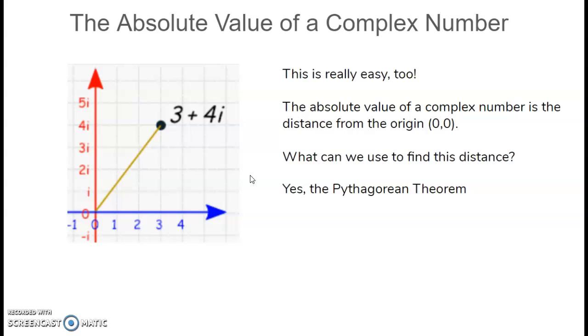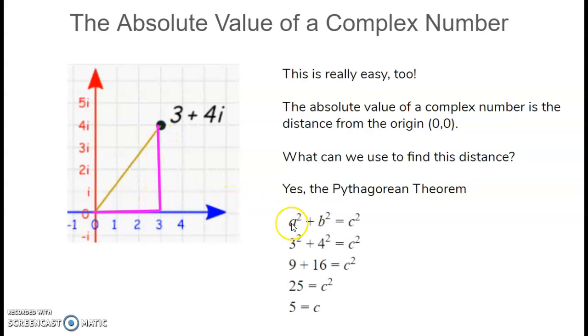Yep, the Pythagorean theorem. So I need an A value and a B value and a C value. So here's my C, that's my hypotenuse. Here comes my A value down here at the bottom. It's going to be 3. 1, 2, 3. My B value is going to be on the side.